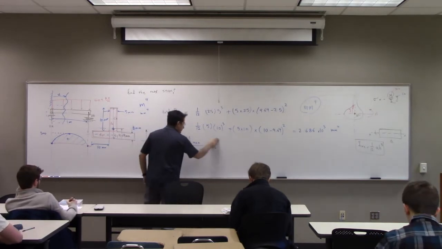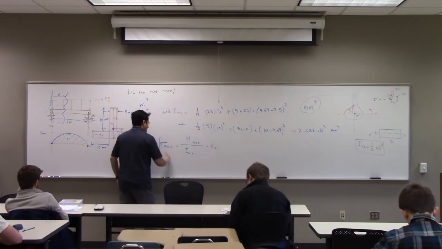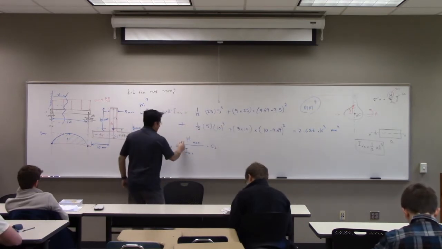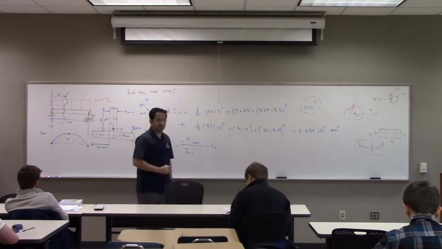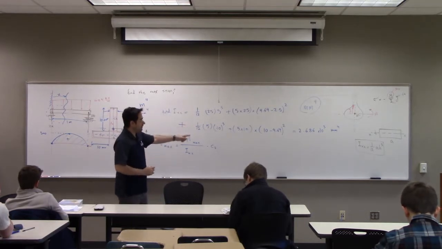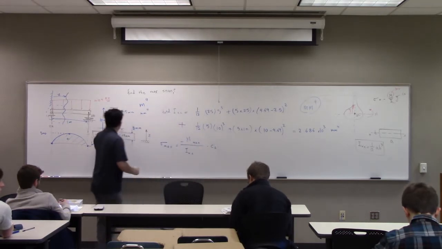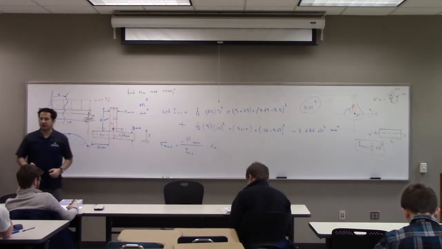But if you want to report the sign, tension or compression, you say, well, according to the equation, I have a negative sign here. So I have to also appreciate that. So negative Mmax divided by Ixx times C2. And I know that it's some sort of compression.